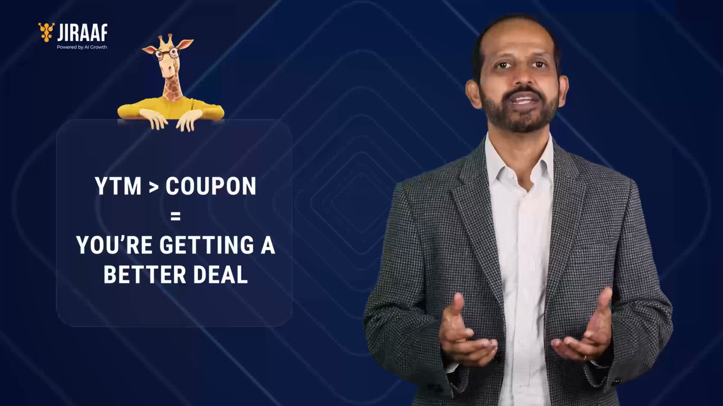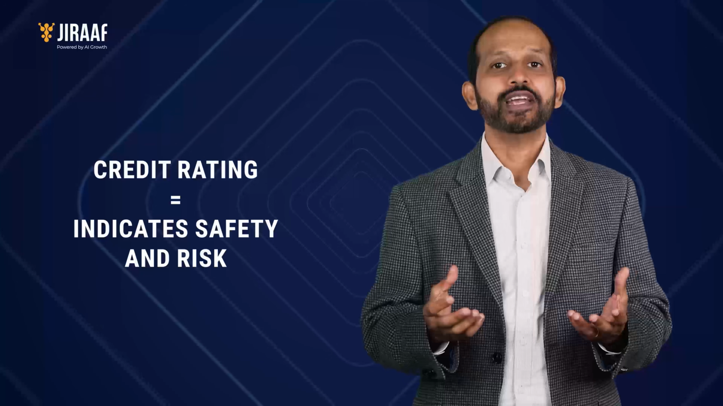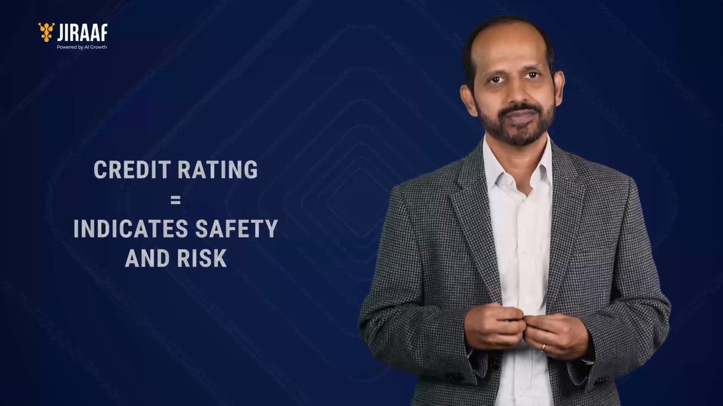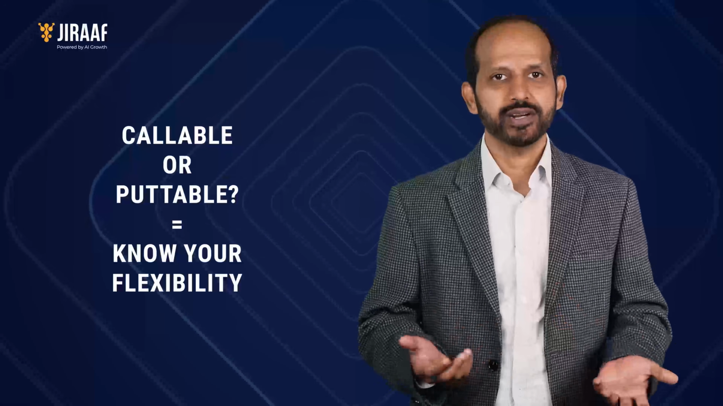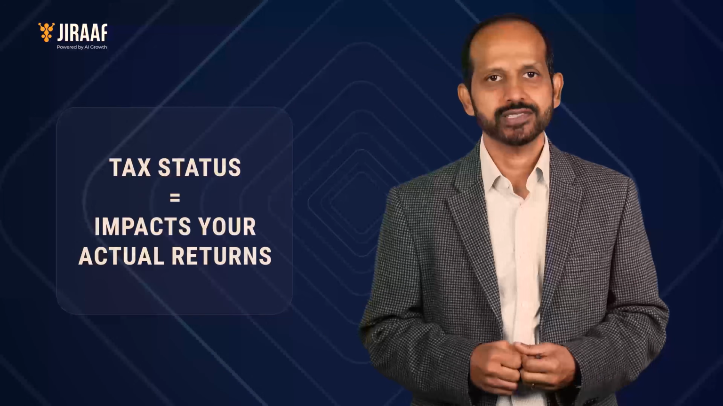Now that we have covered different terms, let us summarize with a quick checklist. If the yield to maturity or YTM is greater than coupon, you are getting a better deal. Credit rating indicates safety and risks. Maturity, which should match with your financial goals. Secured, unsecured, senior, it talks about the repayment protection you have on your bond. Payout frequency helps manage your cash flows. Callable or puttable provides you flexibility. And 10. What is your post-tax returns? Keep this list handy whenever you are evaluating a bond.